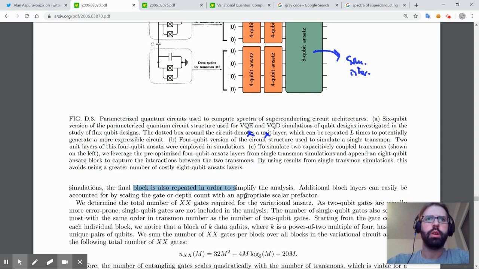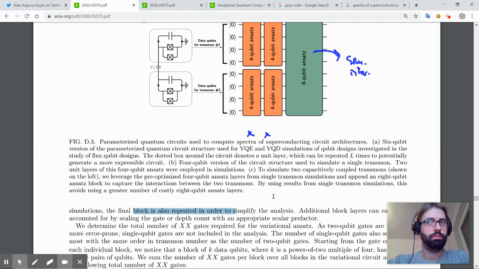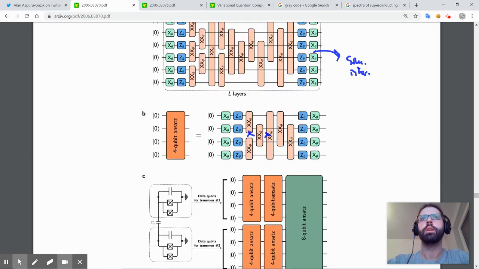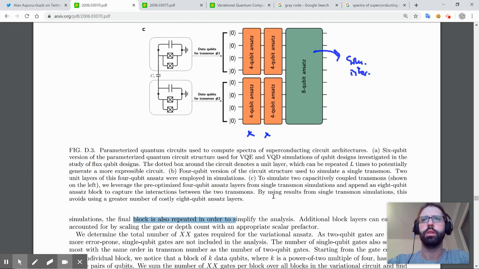The final block is also repeated in order to simplify the analysis. Oh, sorry, that's something else already. By using results from single transmon simulations, this avoids using a greater number of costly 8-qubit ansatz layers.